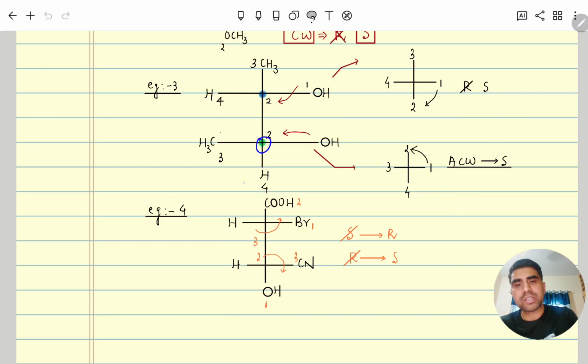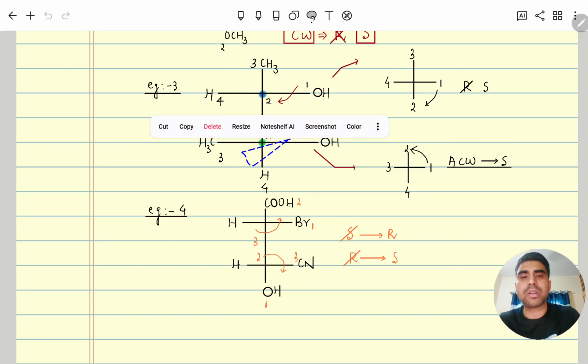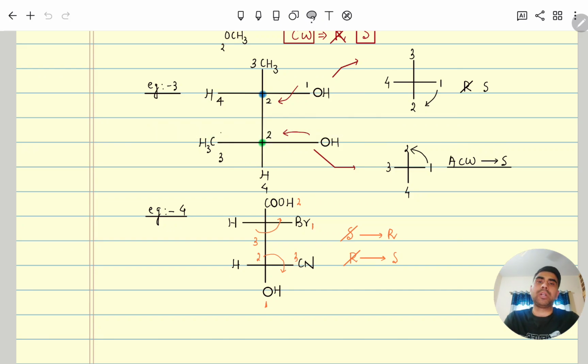Similarly, for this chiral center the priority is 1, then this one 2, then 3. So 1, 2, 3 is coming anti-clockwise, correct? So as it is coming anti-clockwise, it will be S. And here the lowest priority is on the vertical line, so no need to change the answer. It will be S. Both are S, S configuration, meaning if this one is rotating light anti-clockwise, this will also rotate light anti-clockwise.